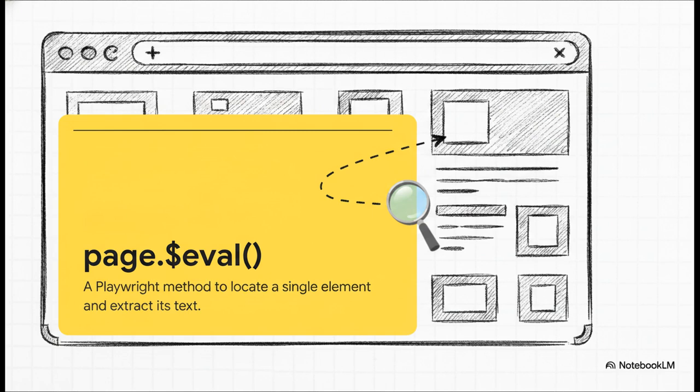Which brings us to Section 4, Extracting Web Data, diving into the DOM. Navigating around is great, but we're here to collect data, right? That means diving into the document object model to extract exact text. And Playwright gives us specialized methods to do exactly that, starting with page.$eval. Notice the single $ sign there.